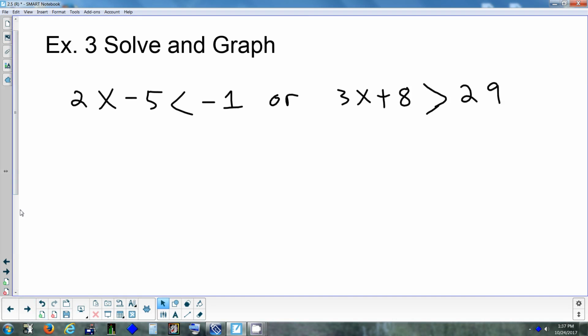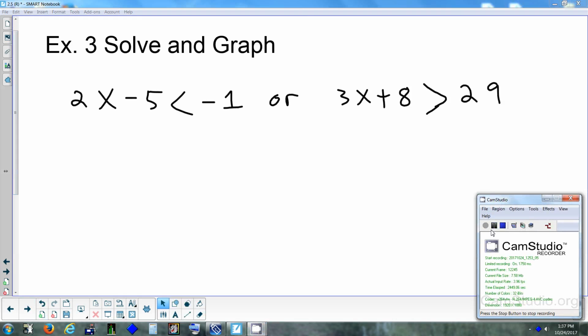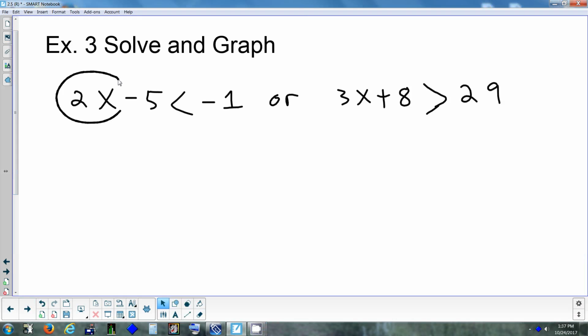Alright? Take 2 minutes, write it. I don't care about graphing it, but I want you to write it on your sheet, on your guided notes, and try to at least solve the equations. I'll give you a hint. I'm going to circle the things that you want to get by themselves.